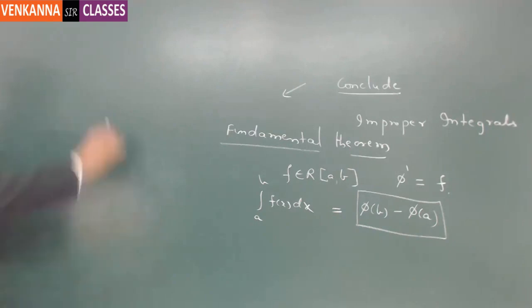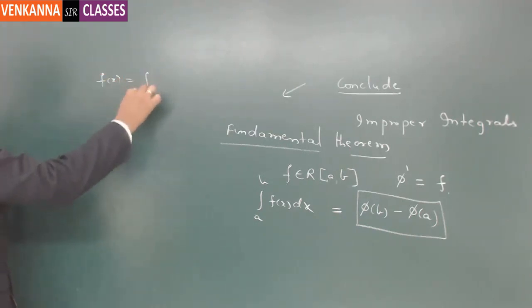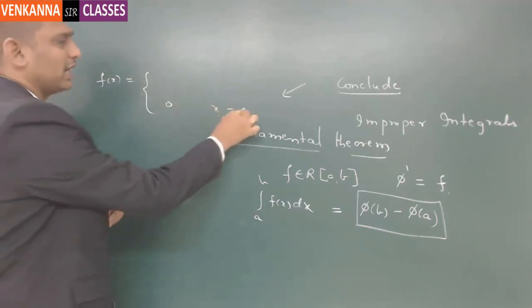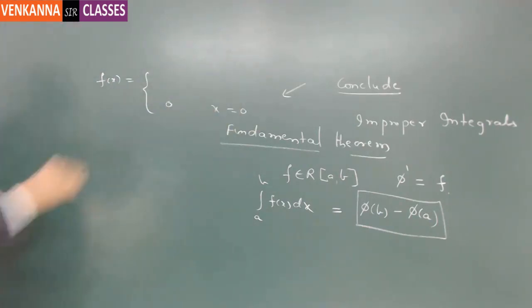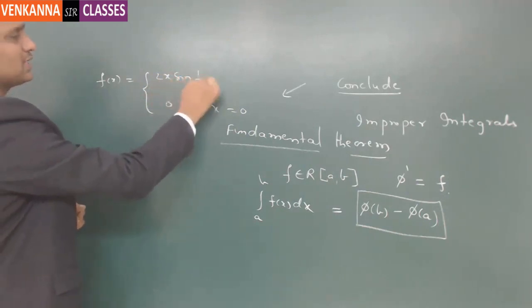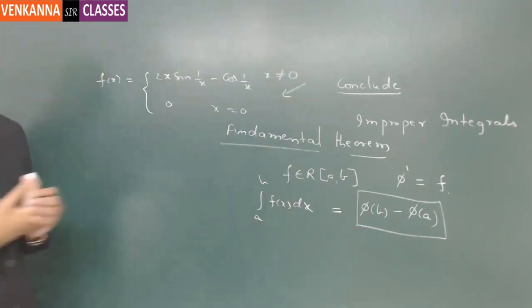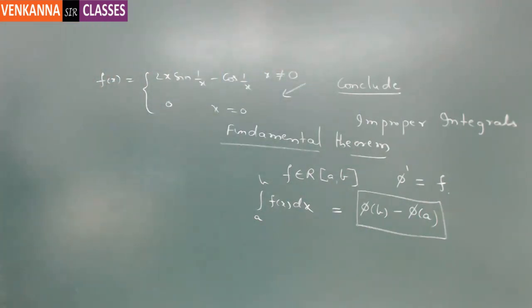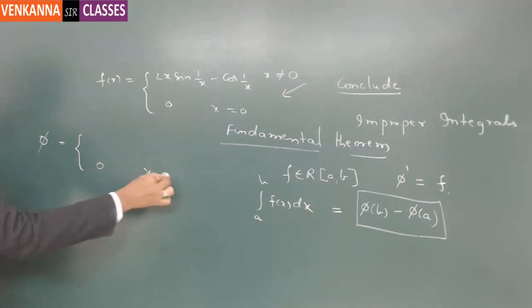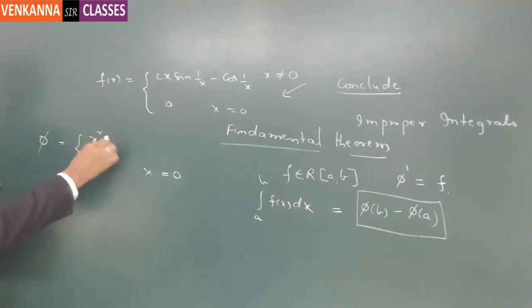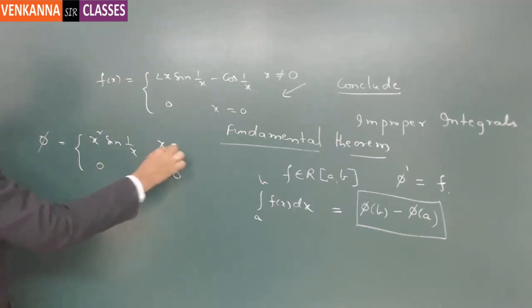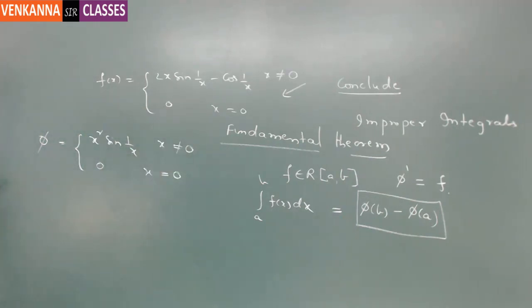Suppose you define the function f(x) as 0 for x equal to 0, and 2x sin(1/x) minus cos(1/x) for x not equal to 0. Now what happens if you define the function phi as 0 for x equal to 0 and x squared sin(1/x) for x not equal to 0? Now, the derivative of phi is nothing but f.